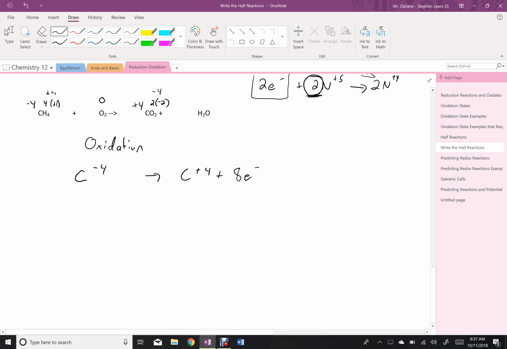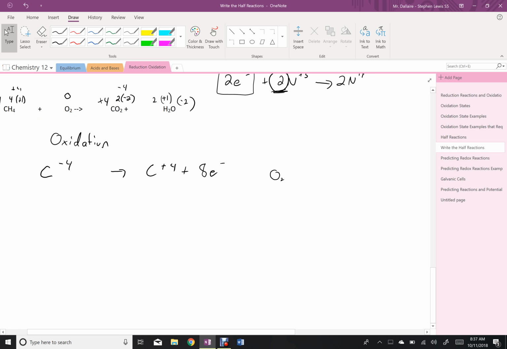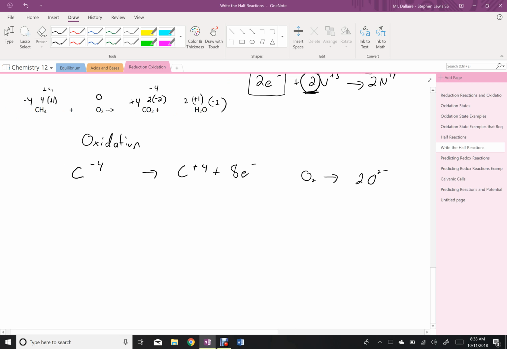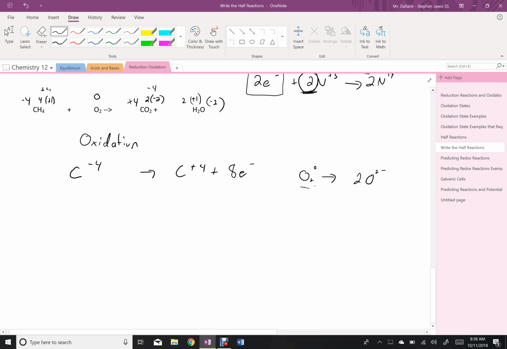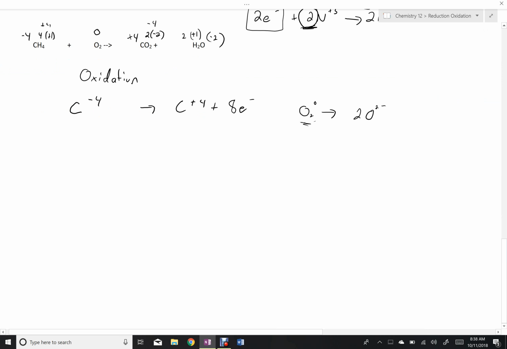Looking at our oxygen then, we still have a +1 times 2 for these hydrogens and a -2 back here. So our oxygen, O2, is going to go to 2O2-. I have a 0 here, and I'm not really supplying all 3 of these when I do this. I'm just looking at the left-hand side, and then I'm going to look at the electrons, and I'll work from there to interpret how to write the coefficients on the right-hand side after.